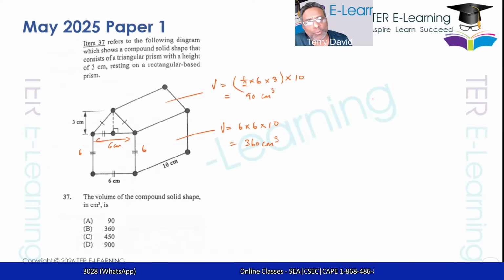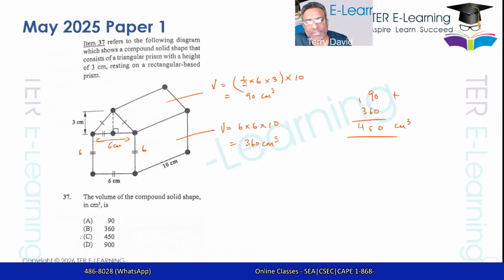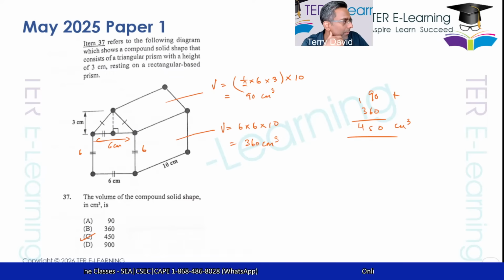So the total volume will be 90 plus 360. So that's 0, 9 and 6 is 15. So that's going to give us 450 cm cubed. So the answer is C. The answer is C. Right, so that's 37.